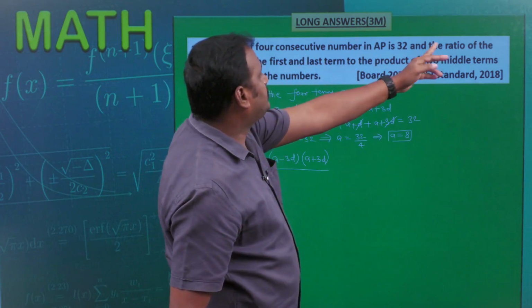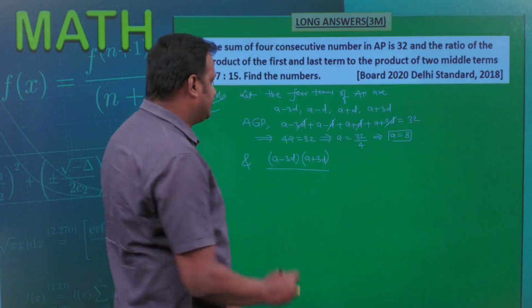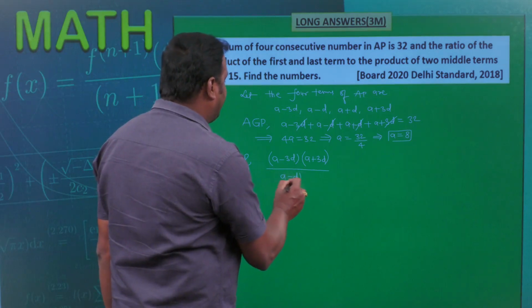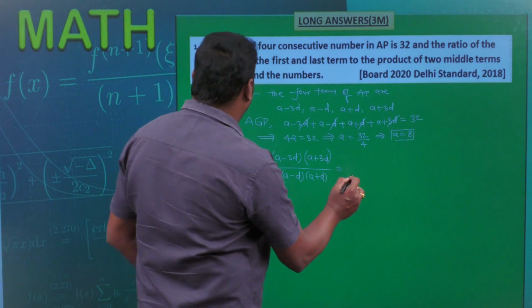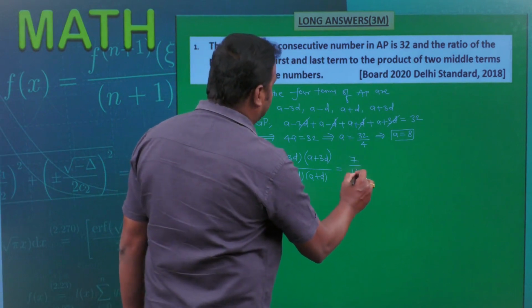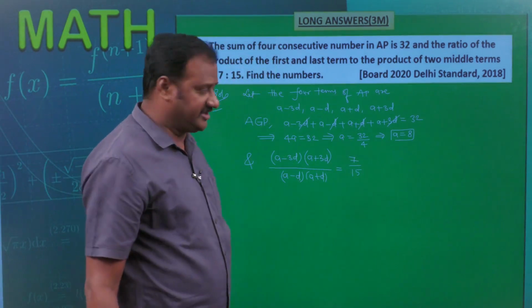To the product of two middle terms. What are the middle terms here? Middle terms are a minus d and a plus d. So a minus d into a plus d is going to be 7 by 15. This is one more information given.